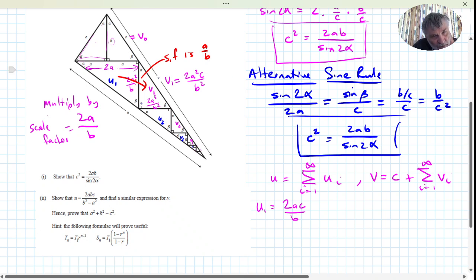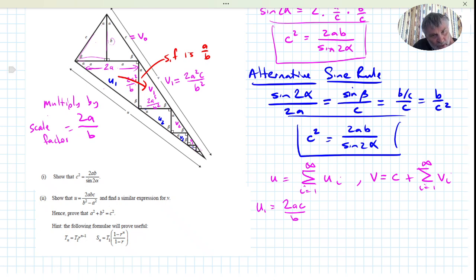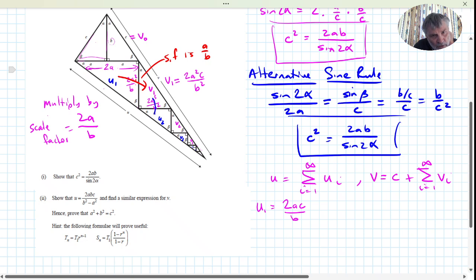But then we see the same thing here, because we got 2a squared over b, and we get to 2a cubed over b squared. The scale factor here is also from this triangle to this one. The scale factor is also a over b, and that's going to be the same all the way down. So that means, in turn, that the scale factor from this triangle to this triangle, we've got this intermediate step. The scale factor is a squared over b squared.